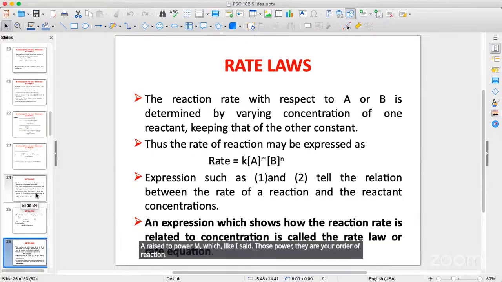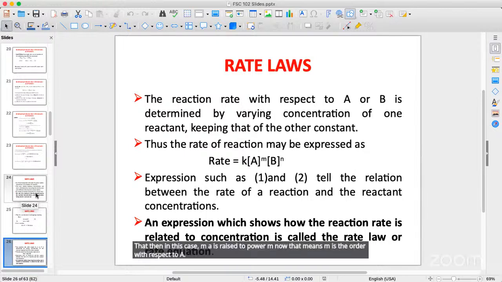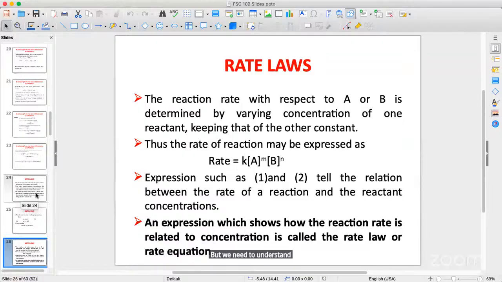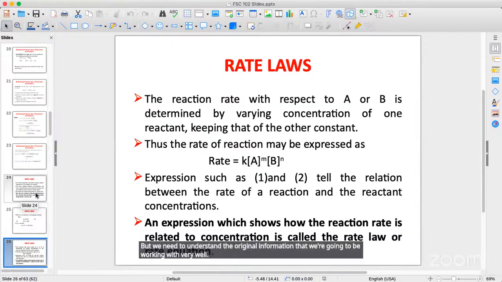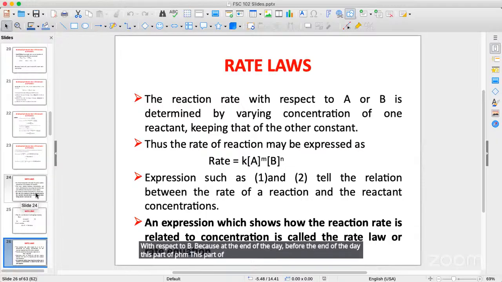In this case, A is raised to power m. That means m is the order with respect to A. We're coming to explain all this and how to determine it, but we need to understand the original equation we're going to be working with very well. Then B, the second reactant, is raised to power n. That means n is the order of reaction with respect to B. Before the end of this part of your chemistry course, chemical kinetics, you will understand the real meaning of the order of reaction. What does it mean when you're talking about mechanism of reaction?